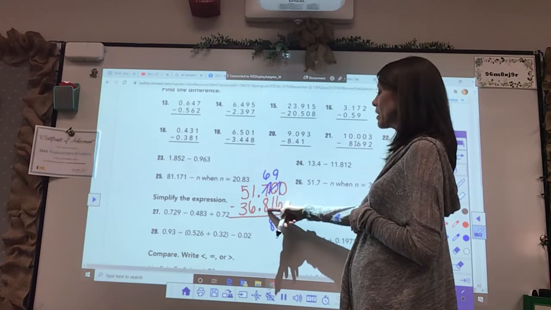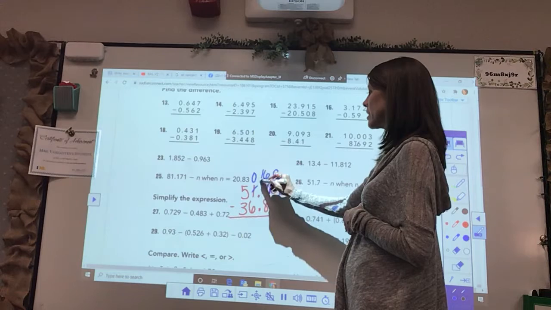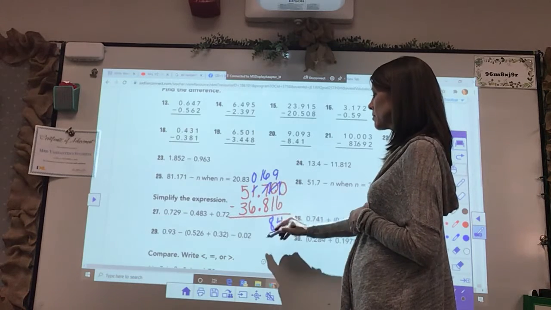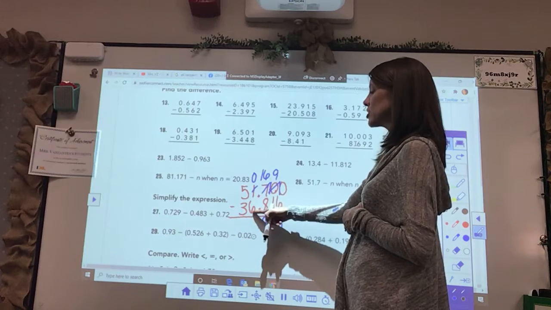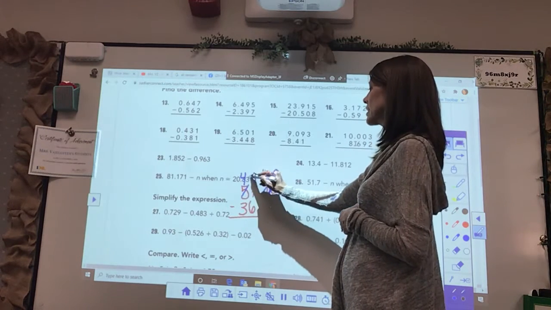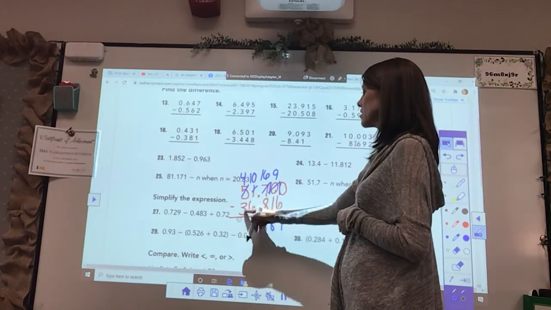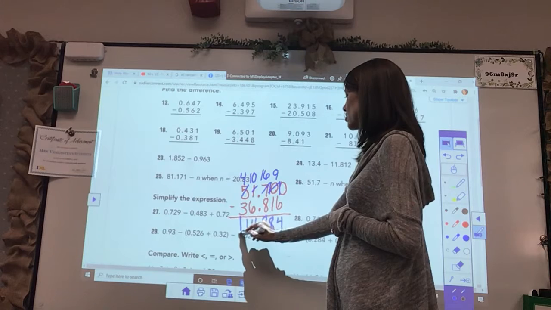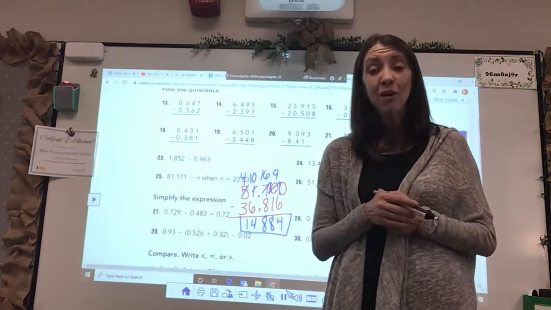6 minus 8 you cannot do. Go next door, borrow 10, and bring it over here. 16 minus 8 is 8. 0 minus 6, you cannot do that. Borrow from the neighbor, bring that 10 over. 10 minus 6 is 4. 4 minus 3 is 1. Your answer is 14 and 884 thousandths.